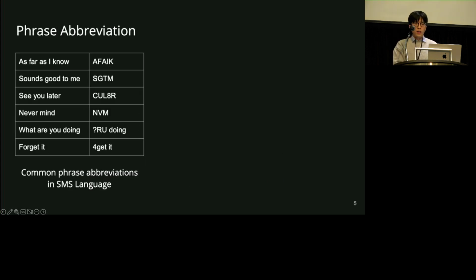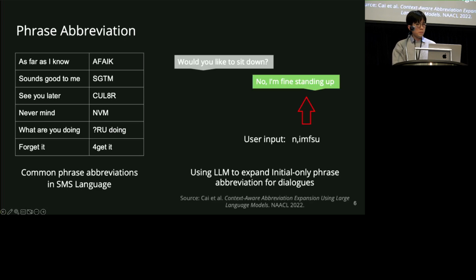Phrase abbreviation is another domain where LLM can make huge impact. Abbreviating phrases is a naturally developed behavior in SMS, where a common phrase, as far as I know, is written as AFAIK. However, the applications are limited to common phrases due to the poor readability. Previous research has investigated the feasibility of expanding initial-only phrase abbreviations using LLM and observed a 70% success rate for dialogue phrases.